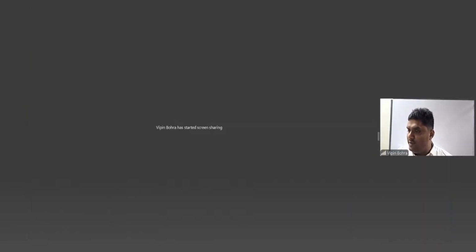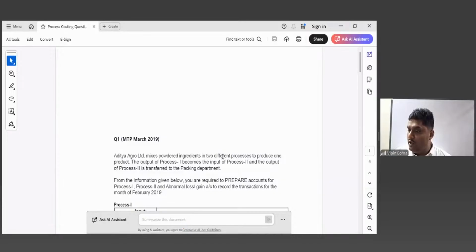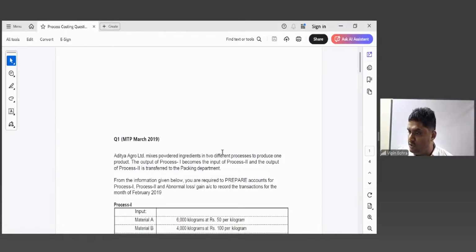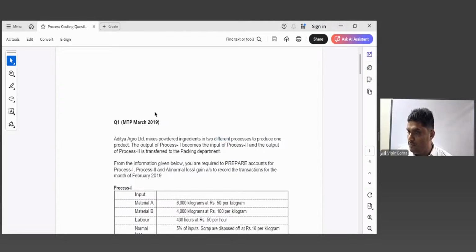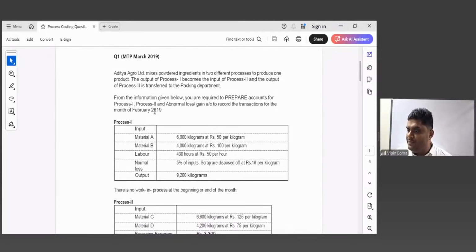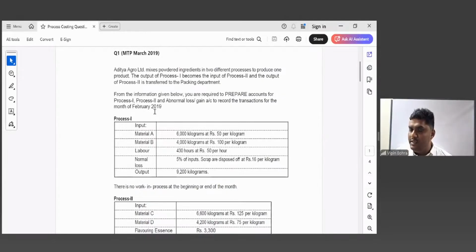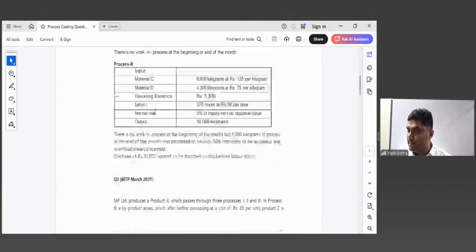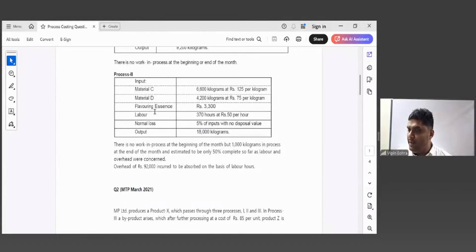So I'm discussing question number 1 from my material. Those who are watching via any other medium, I request you to take a screenshot of the question. This is the first page of the question. This question is from MTP March 2019. And this is the second part of the question.